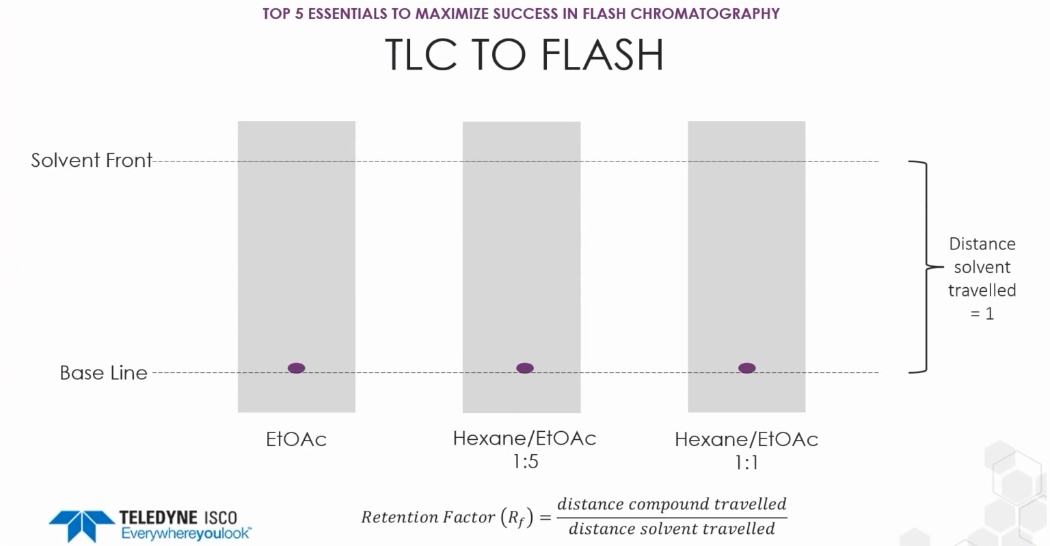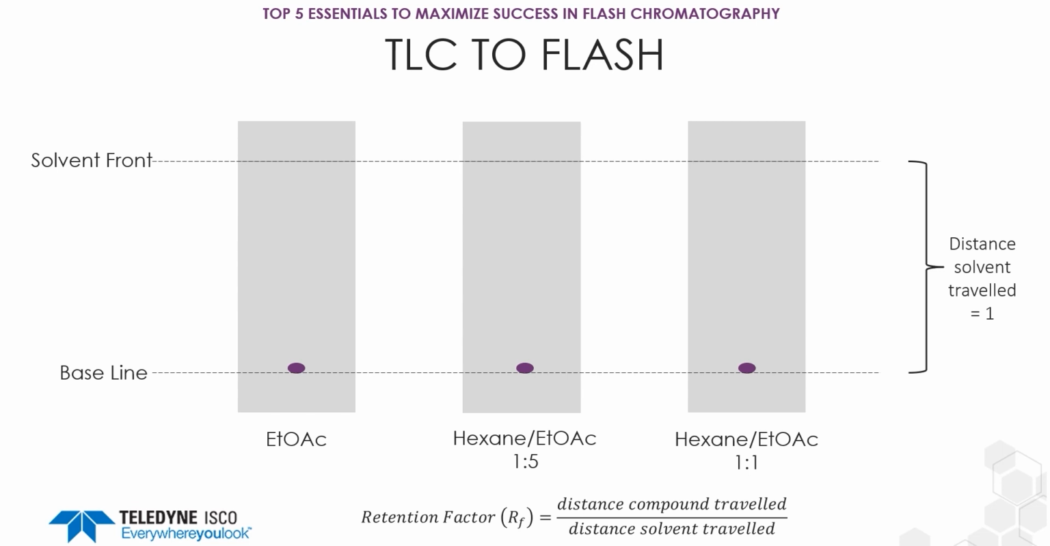Now, a common way to find out how your stationary phase and your mobile phase are going to interact with your compound of interest is to run TLC plates. And when we're running TLC plates, we're really curious about what the retention factor of our compound is. So here's an example of us running a compound of interest under normal phase conditions.